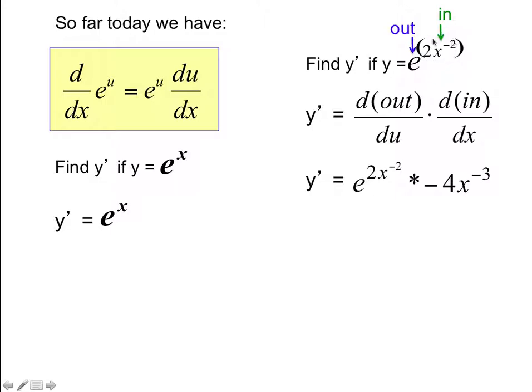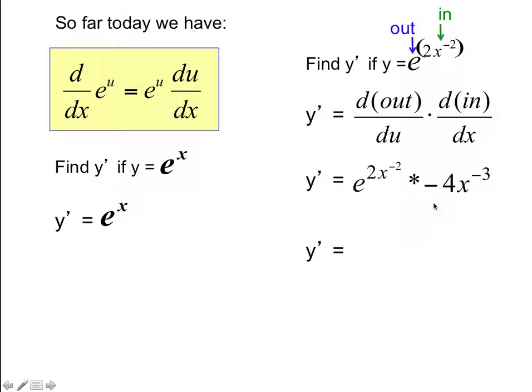So if we look at this inside, it's 2x to the minus 2. We're going to bring the minus 2 down, multiply it by 2 to get minus 4, and then reduce this power by 1. So it's a minus 3 power. So this is the derivative of e to the 2x to the minus 2: itself times the derivative of the inside.